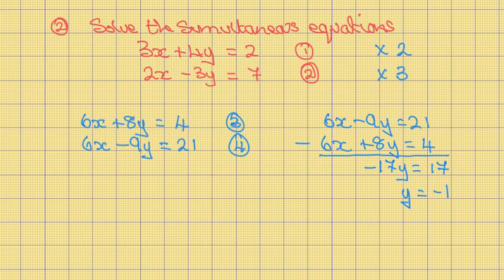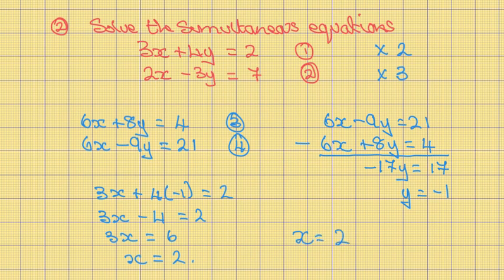So I get 3x plus 4 times minus 1 equals 2. So I get 3x minus 4 equals 2. So 3x equals 6. So x equals 2. So my solutions are x equals 2 and y equals minus 1.